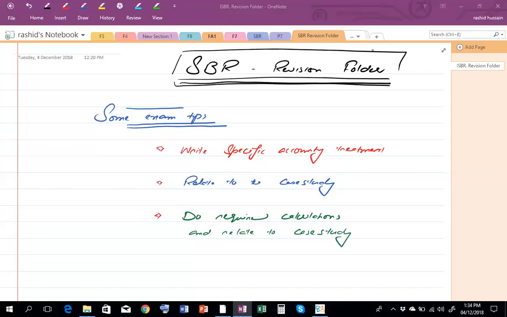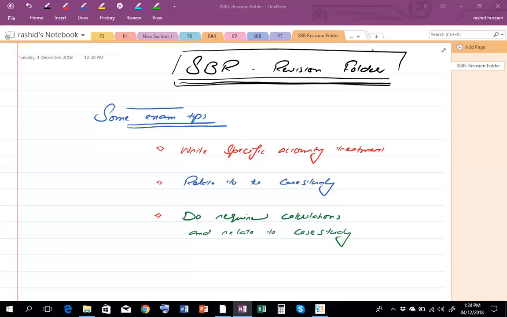Again, I recommend that if you are doing some calculations, you depict those things in the form of journal entries. Then it will be a very good thing to show up in the exam. So make sure you do these three things. The first is writing the specific accounting treatment. The second is relating to the case study and doing the required calculation, again relating that with the case study.